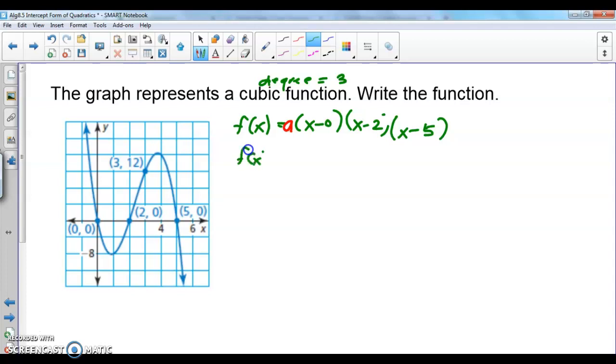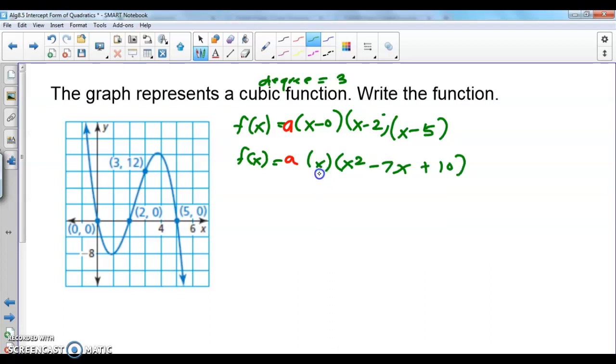So I have f of x equals, we're going to find a later. Now, x minus 0 will just become x. Then this one can be done by your rainbow method or box method. It will be equal to x squared. So that's x squared, right? That's minus 5x minus 2x plus 10. So combining like terms, you will get minus 7x plus 10.